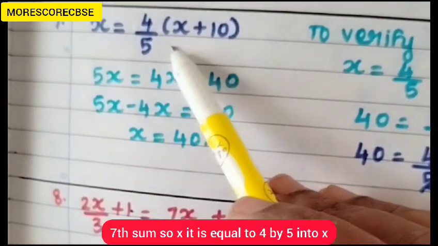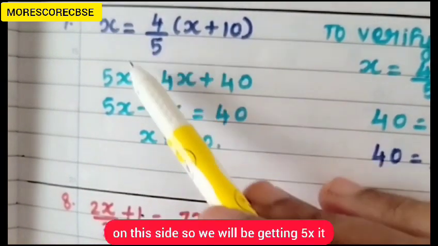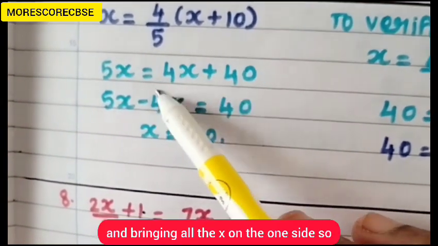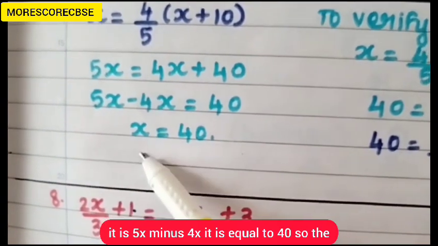x = 4/5 (x + 10). So we are cross multiplying this 5 to this side. We will be getting 5x = 4x + 40, and bringing all the x to one side, it is 5x - 4x = 40. So the value of x is 40.